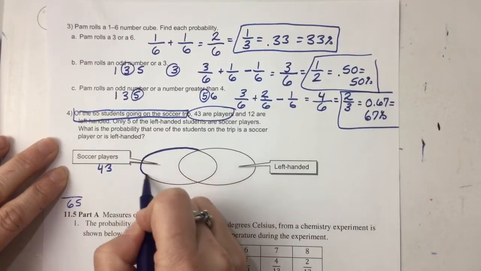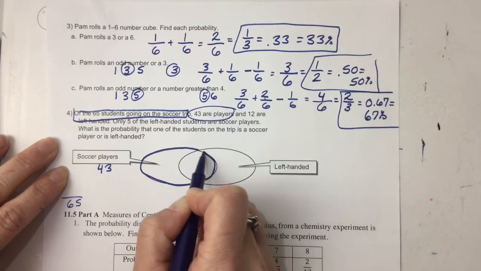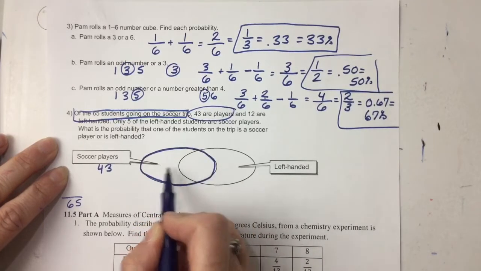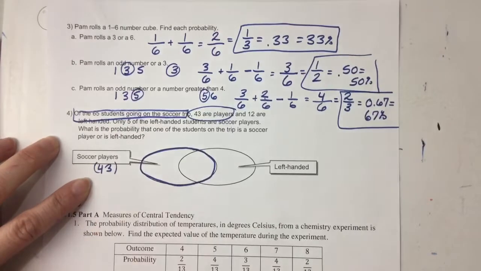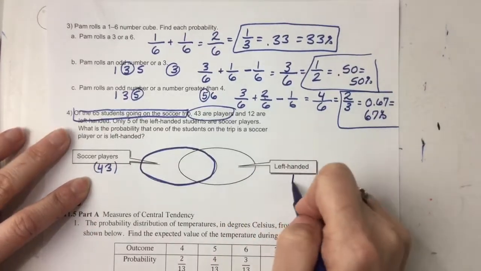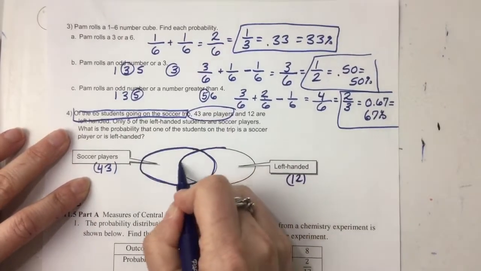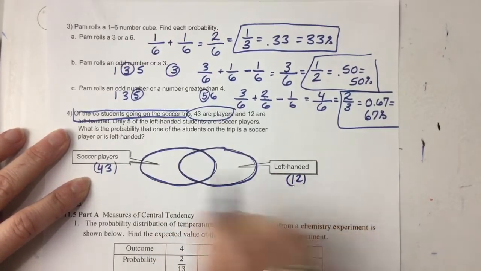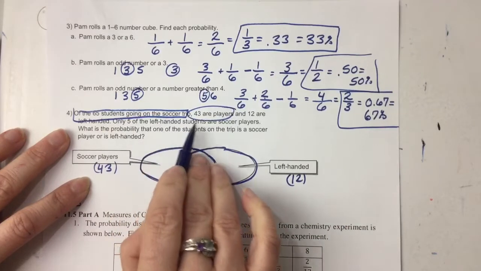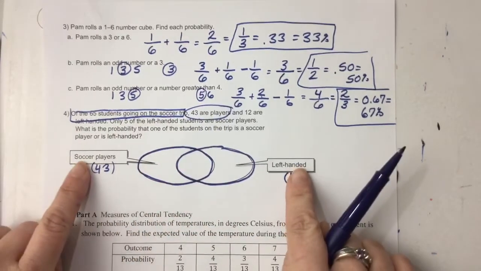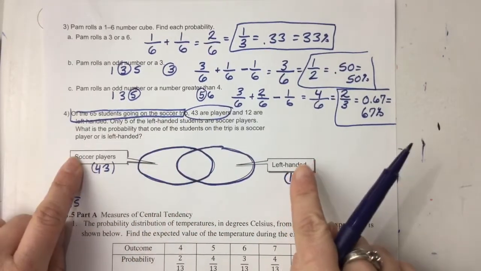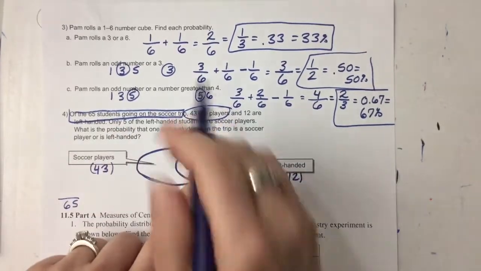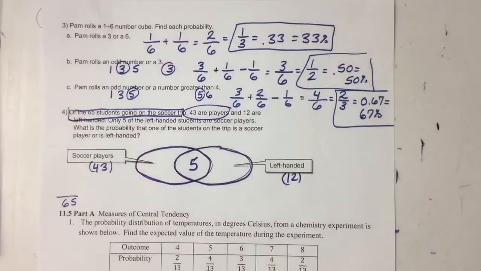So when I add the two values that are going to end up in this region, whether it be an overlap or not an overlap, this has to add up to 43. 12 are left-handed. So when I am adding up the numbers in this oval, it has to add up to 12. 5 of the left-handed students are soccer players. So that's our overlap because we're looking at soccer players and people who are left-handed. 5 of the left-handed are soccer players. So this number right here is a 5.